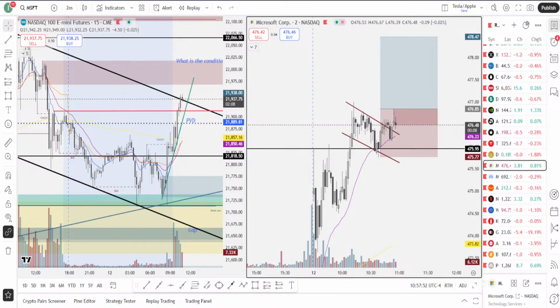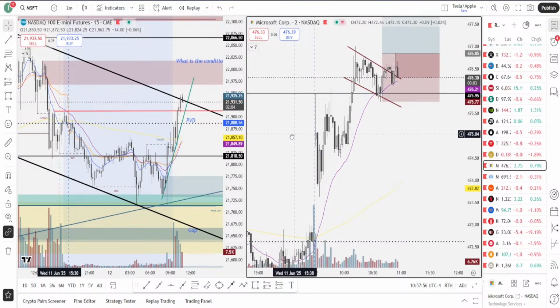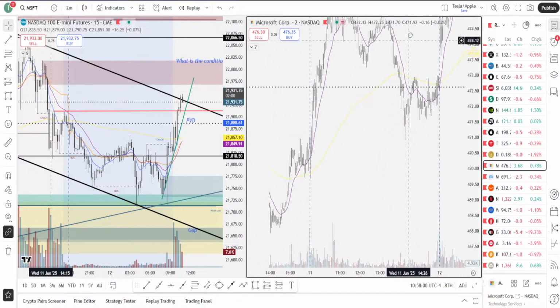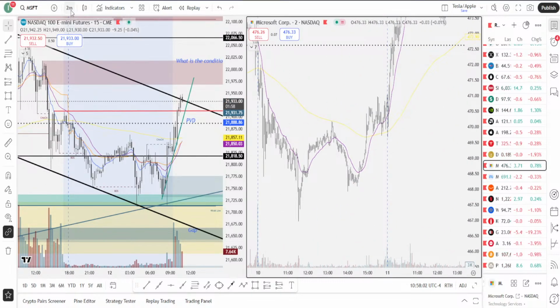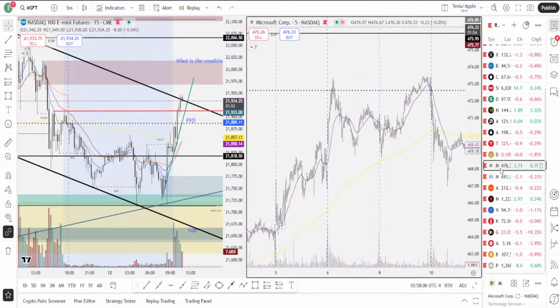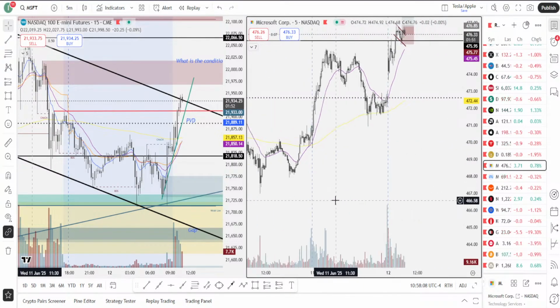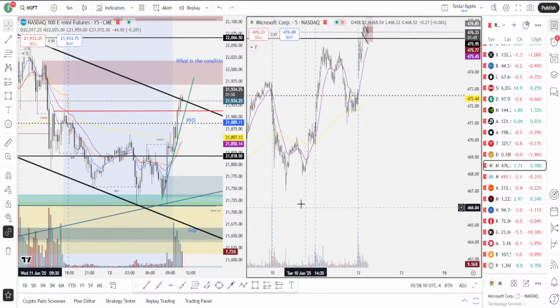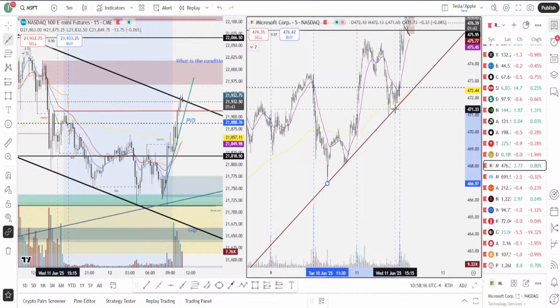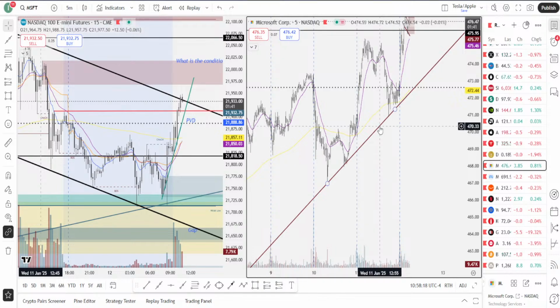Gotta lock in, man. Microsoft ripping. Yeah, man. That's what I was just looking at, bro. I'm like, oh shit, why is Microsoft ripping like that, bro? To be honest, I've had Microsoft on my watch list, but I've never really looked at it like that. But now that I see it, I'm like, damn, I'm gonna have to trade some Microsoft, you know?